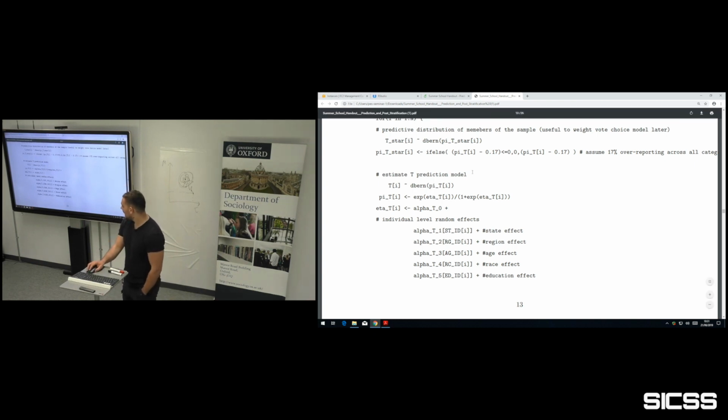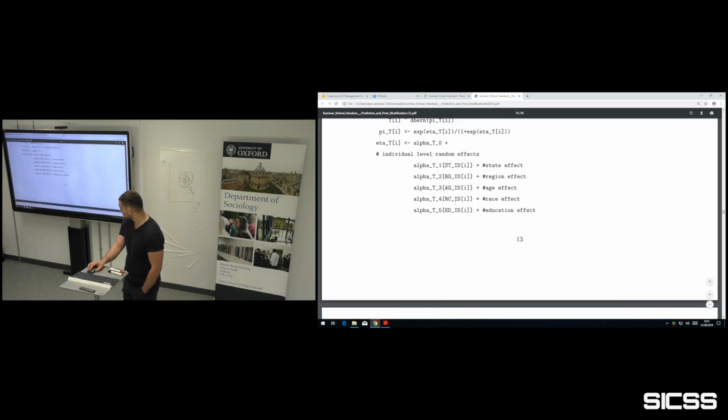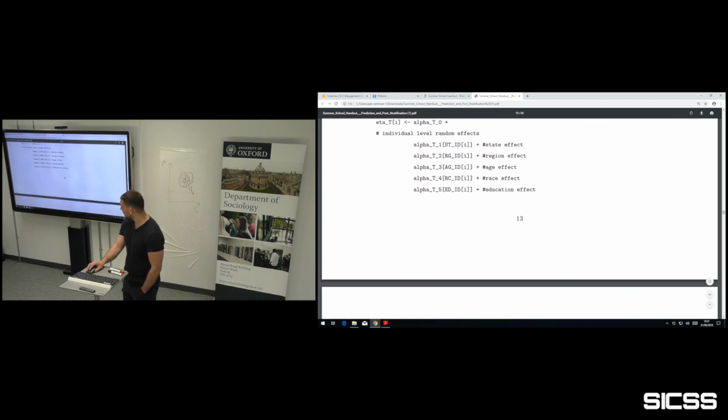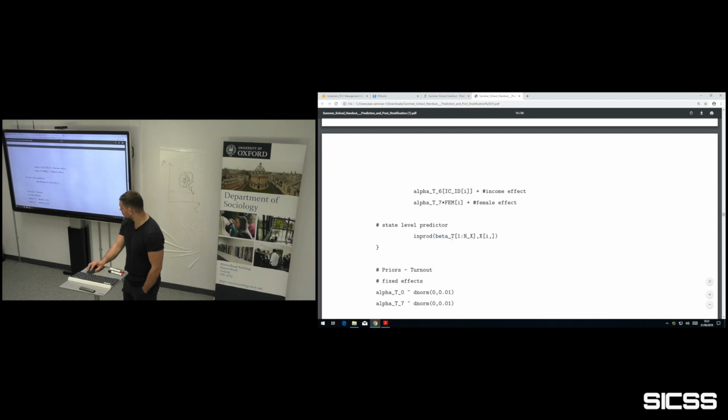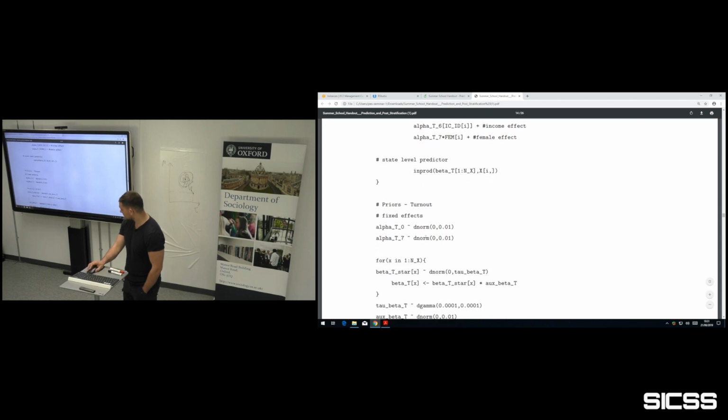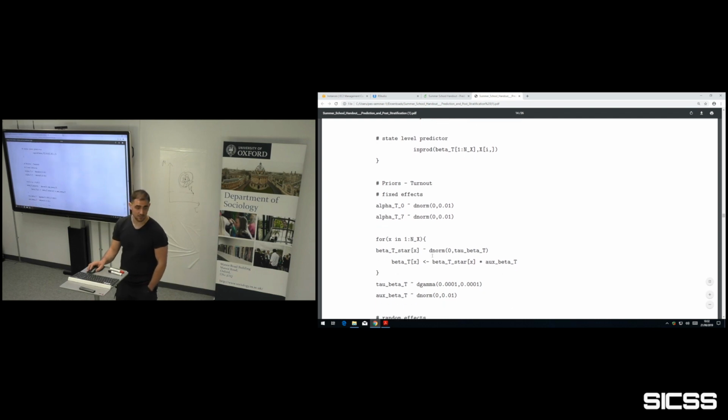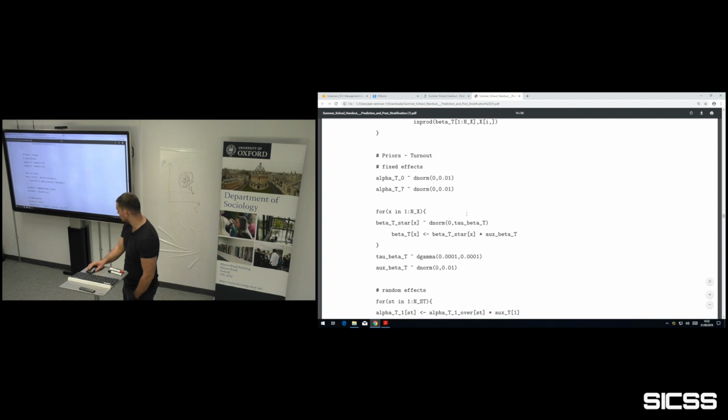Okay. And then we outline this turnout model. These are random effects at the state level, region effects, age effect, race effect, and so on. This is the state level predictor. We specify the priors that we specified above. Again, you'll get a chance to play with this code yourself, so you can start slow and then continue.